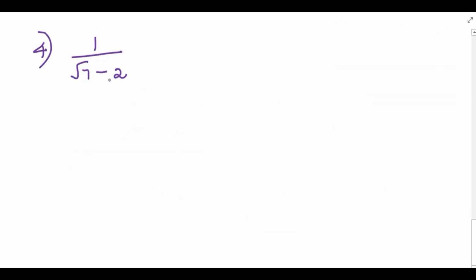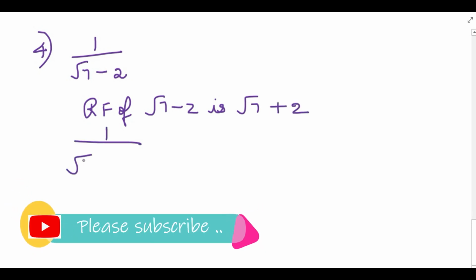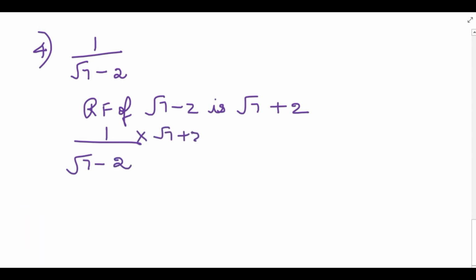Next question is 1 by root 7 minus 2. So the rationalizing factor of root 7 minus 2 is very easy. Just change the sign: root 7 plus 2. Now I'll write the question 1 by root 7 minus 2 into root 7 plus 2 divided by root 7 plus 2.